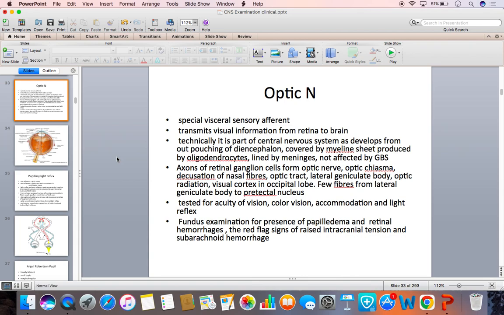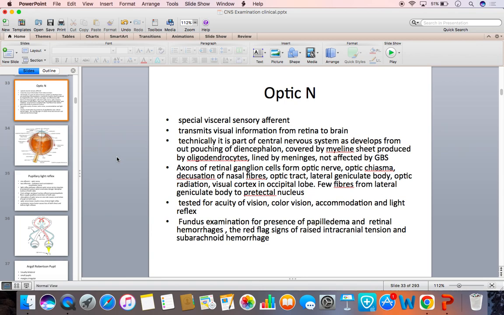There are a few fibers from the lateral geniculate body that enter the pretectal nucleus in the midbrain, which are responsible for the light reflex. The nerve is tested for visual acuity, color vision, accommodation, and light reflex. The fundus examination is for the presence of papilledema, retinal hemorrhages, the red flag signs of raised intracranial tension and subarachnoid hemorrhage, or any pathology as a matter of fact in the retina.